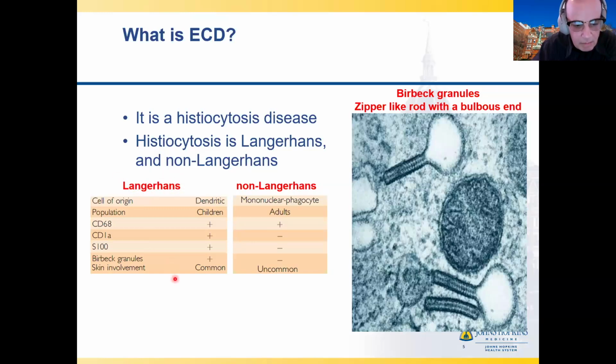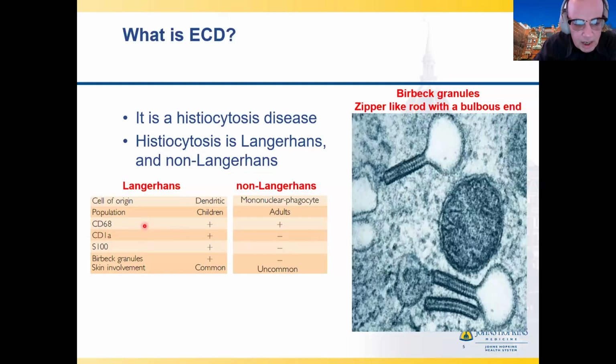And because he described those in the skin, you can tell that the majority of Langerhans histiocytosis involves the skin, and also the population involved is usually children. So these are Langerhans cells, and I don't treat those patients. I don't generally see them. They are seen by pediatric oncologists, hematology folks. I deal with the non-Langerhans cells, which don't have these Birbeck granules. So this is really the feature that discriminates between Langerhans and non-Langerhans cells, in addition to the CD1A.